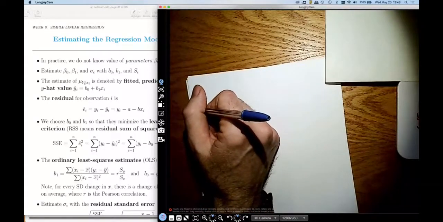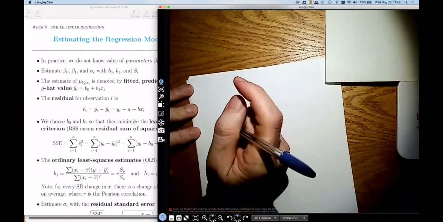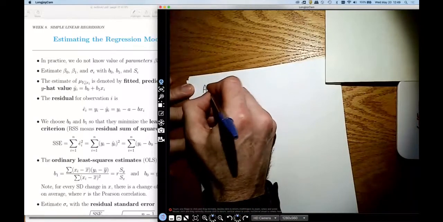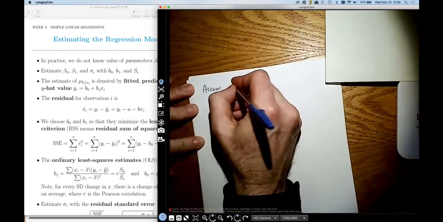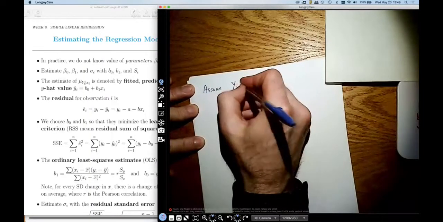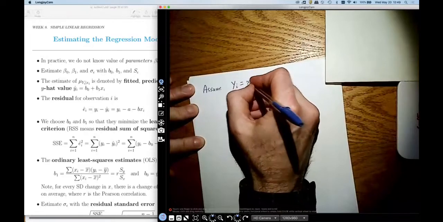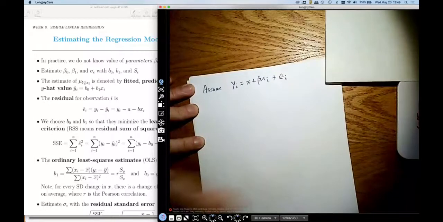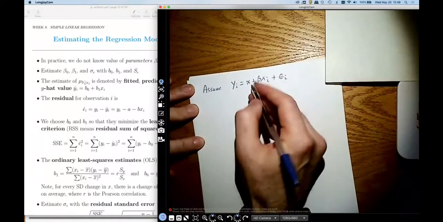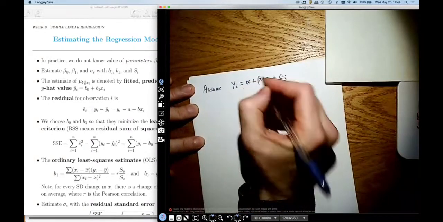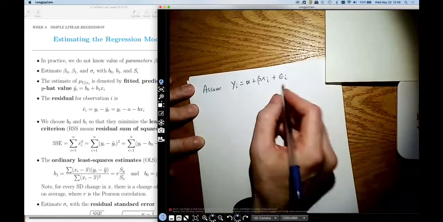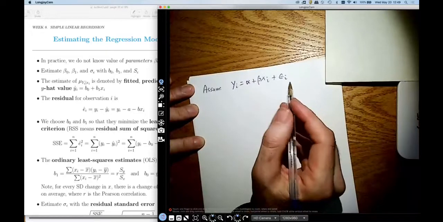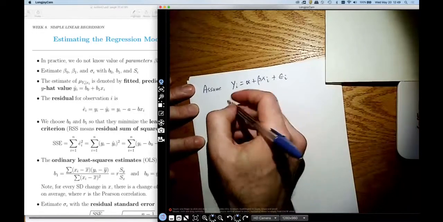I am going to change our notation slightly. So here is my model. We're going to assume that each y sub i is equal to alpha plus beta x sub i plus some epsilon sub i. I'm going to change our notation slightly to avoid going crazy with subscripts. We've been calling these beta naught and beta 1. I'm going to call them alpha and beta so I don't have to worry about the subscripts here.